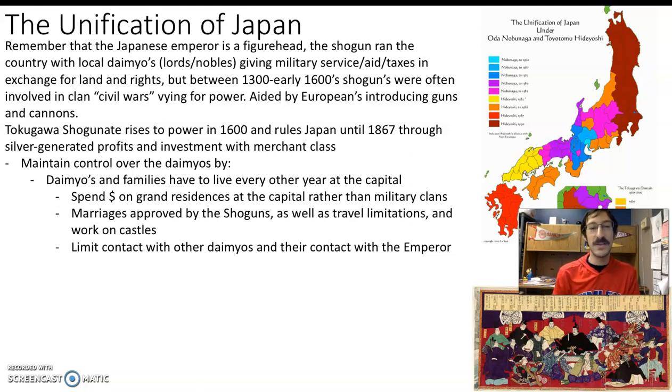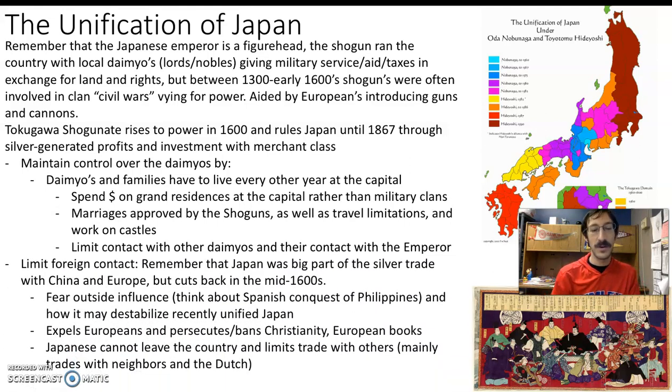Marriages have to be approved by the shoguns, as well as travel limitations and the amount of work that they can do on their own castles. All of this again is the shogun saying, if you don't do this, we're going to tax you, or we might kill you, or punish you with other means. They're also limiting contact with other daimyos, and they have to be approved by the shogun before they meet the emperor. So it's pretty much full control, saying you can't do this if you are a lord unless you get the approval of the shogun. At the same time, they also limit foreign contact.